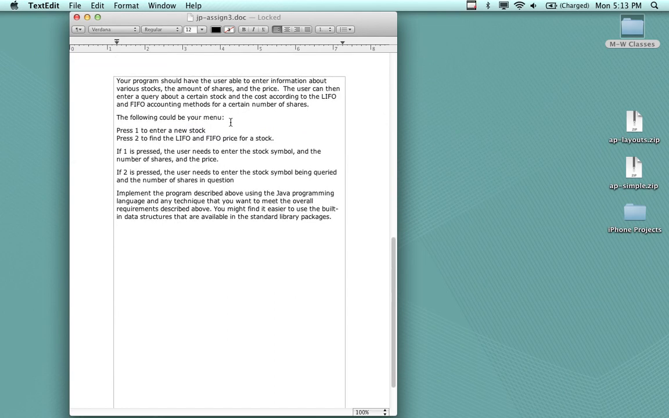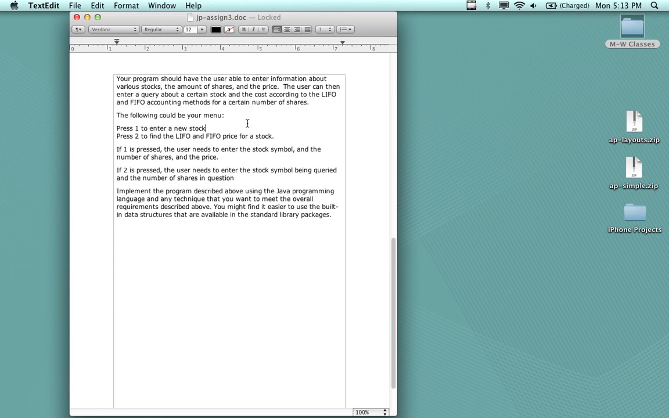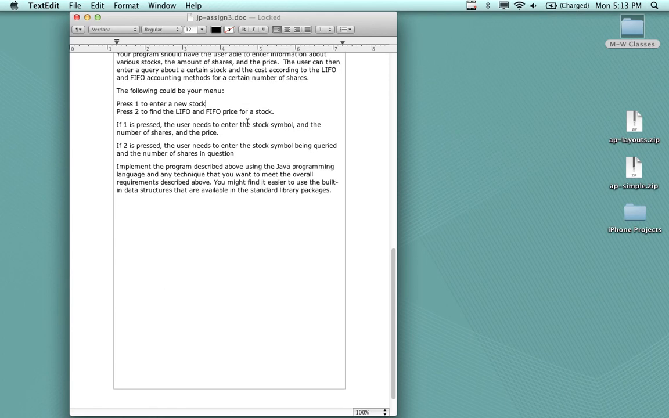So your program should have the user able to enter information about various different stocks, the amount of shares, and the price. The user can then enter a query based upon a certain number of costs according to the last in, first out, or first in, first out method. And you put up a little menu. When it says, press 1 to enter a new stock, press 2 to find a stock price. You don't really have to do anything for it.